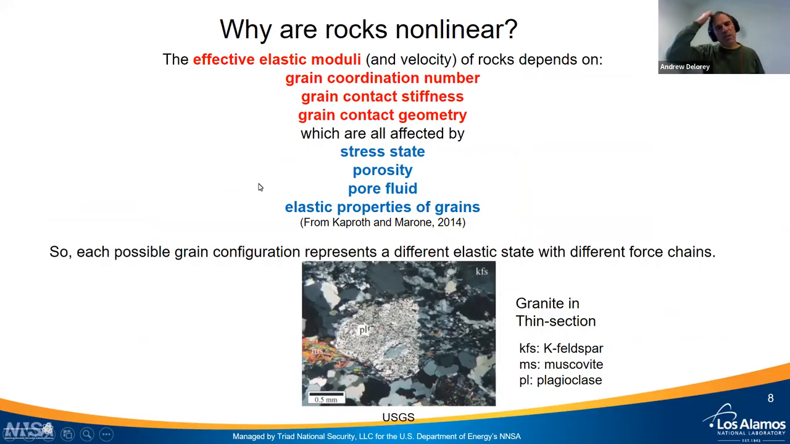So why are rocks nonlinear? Well, the effective elastic modulus and the velocity of rocks depend on the grain coordination number, the grain contact stiffness, and grain contact geometry, which are all affected by the stress state, the porosity, the pore fluids, and the elastic properties of grains. So each possible grain configuration represents a different elastic state with different force chains.